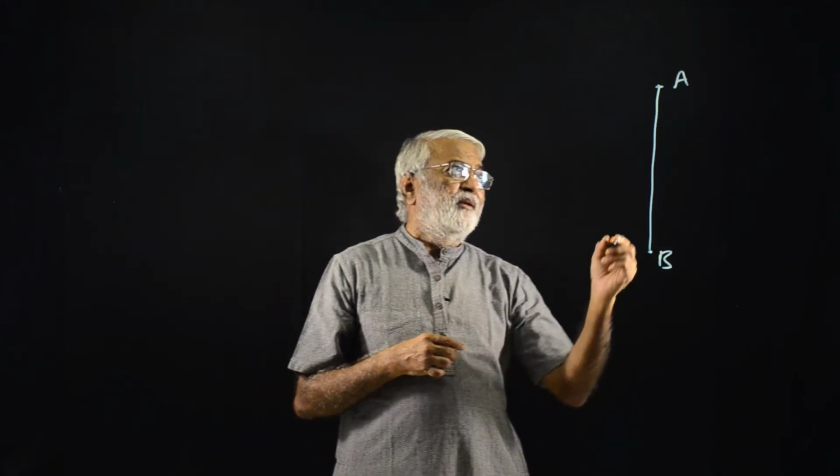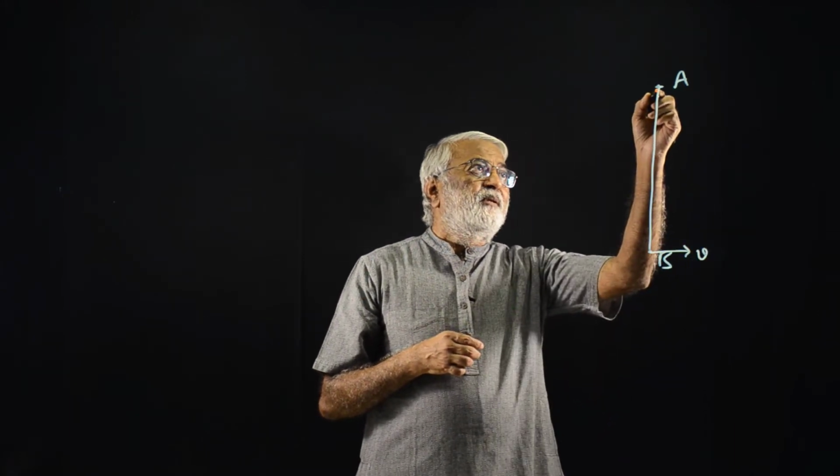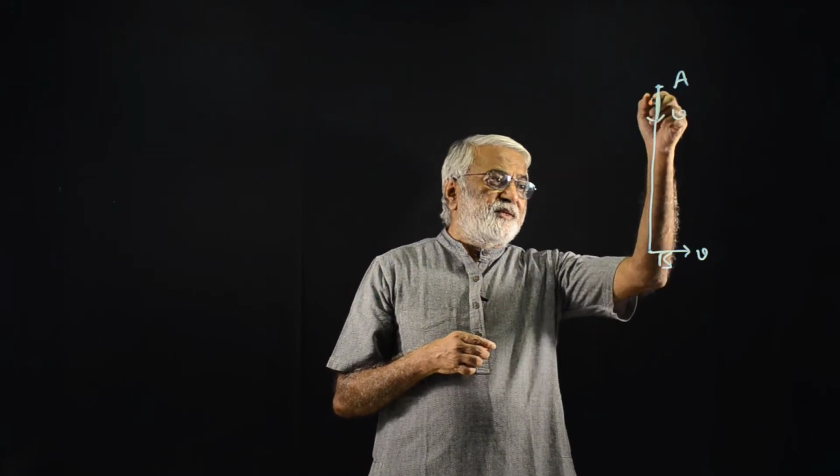Two ships are located in a north-south line. Ship B is to the south of ship A, 10 kilometers away. They start moving simultaneously at, say, 10 km per hour, ship B moving eastward and ship A southwards.